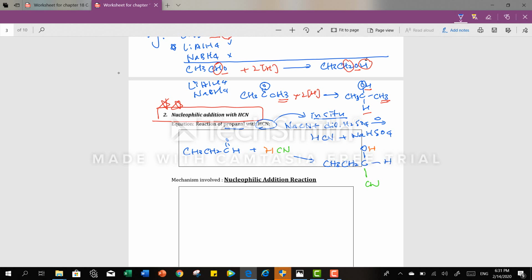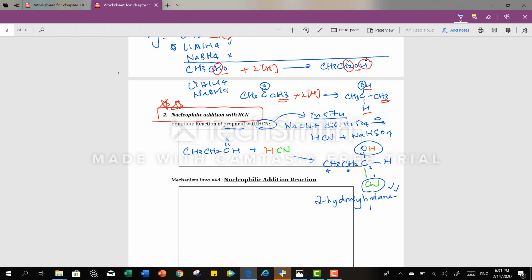So how can we name this? Since there are 2 functional groups, and this one has a higher priority, so this is the parent chain first. So right now it's carbon 1, 2, 3, 4, right? So it's called 2 hydroxyl 1, 2, 3, 4.